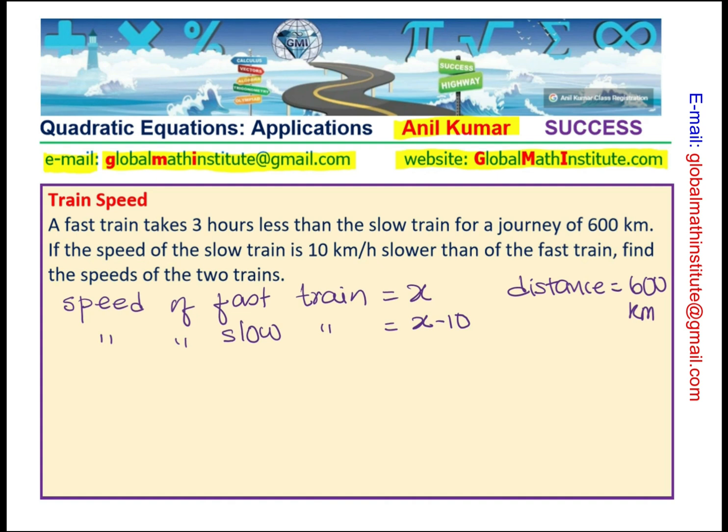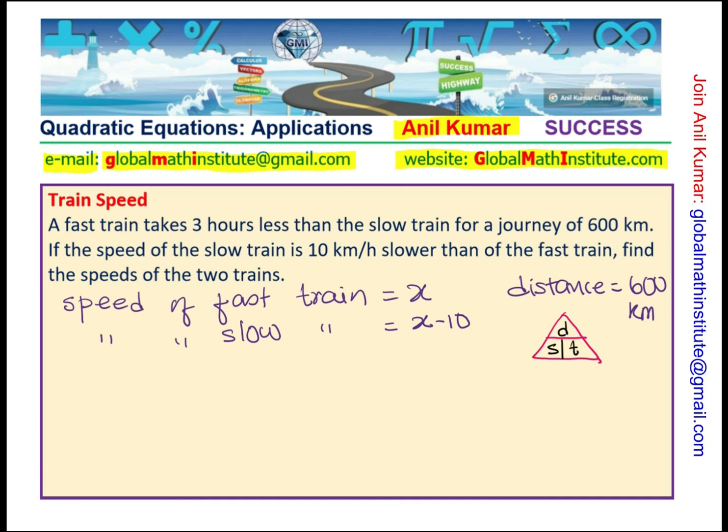Now, you know how distance, speed, and time are related. I'm just making a triangle here to represent. So if d is the distance, s is speed, and t is time, then that is a triangle which you should remember to relate them. So from here we can say time is basically distance over speed, correct?